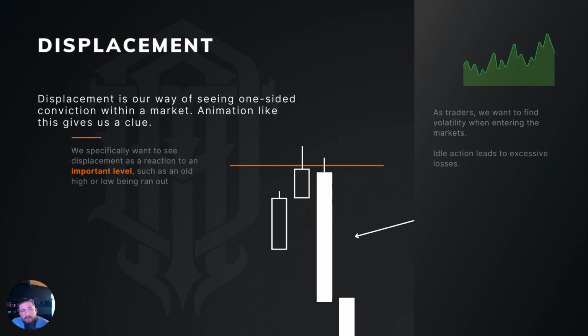Displacement is our way of seeing one-sided conviction within a market. Animation like this gives us a clue. It tells us that there is an interest in price going one way more so than the other. We specifically want to see this type of action as a reaction to an important level. So when we see an old high or an old low being taken, that's when we typically would like to see a displacement. As traders, we always want to find volatility when entering the markets. Idle action is going to lead to excessive losses. We want to avoid action in price where it tends to go back and forth.